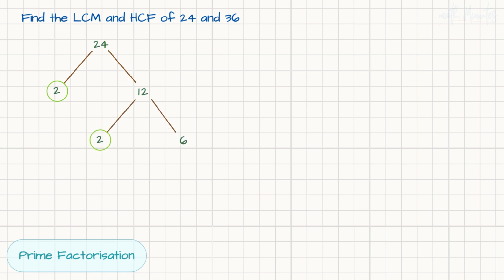Again, we circle the 2, and we find factors of 6. Since 6 is divisible by 2, it branches down to the factors 2 and 3, both of which are prime, so we circle them. Since all the factors are now prime, we can stop here. We write 24 as a product of prime factors. 24 equals 2 times 2 times 2 times 3, which equals 2 to the power of 3 times 3.